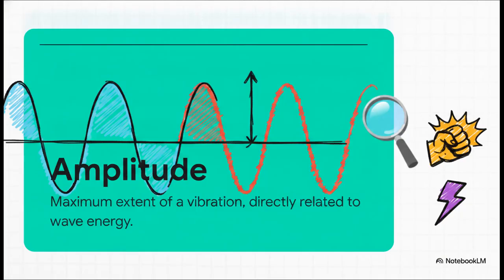Whenever we talk about a simple wave, we're really just talking about a repeating pattern. But the real key to understanding a wave's power lies in its amplitude. Basically, amplitude is the maximum extent of a vibration or oscillation. And here's a super important misconception check for you. Waves transfer energy, not matter. The taller the wave is from its resting position, the greater the amplitude. And that means it packs a much, much bigger energetic punch.